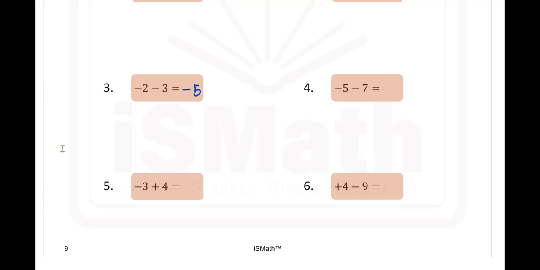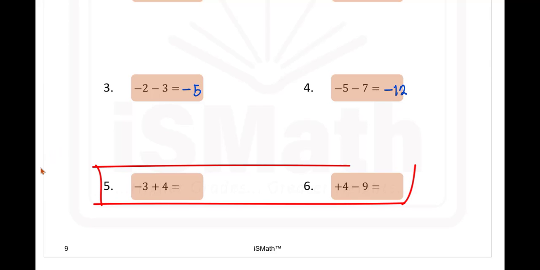Question 4 is also similar to question 3. The two numbers there are negative numbers. The way we look at that is to first of all pick out the sign of the larger number. So the sign of the larger number is minus, and then because the signs are the same, we would have to add the two numbers. When you add 5 to 7, you would get 12.